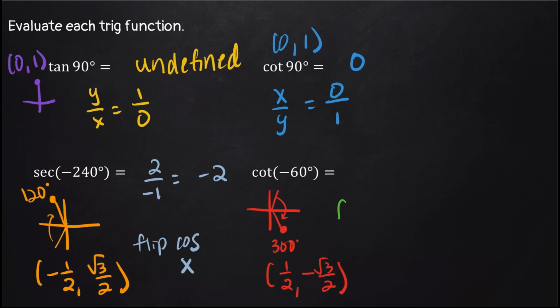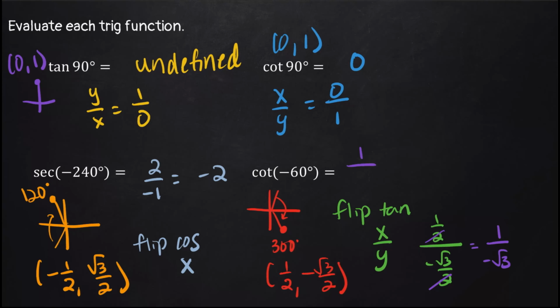Now if I have cotangent, what I'm going to do is I'm going to flip the tangent, which is the same thing as me saying, hey, I'm going to do x over y. Now x is 1/2 divided by -√3 over 2. So what happens there is that my 2's will simplify, and I'll be left with 1 over -√3. So 1 over -√3, that would be my final answer. Again, if you have to rationalize, multiply the top and the bottom by the √3 and then simplify.